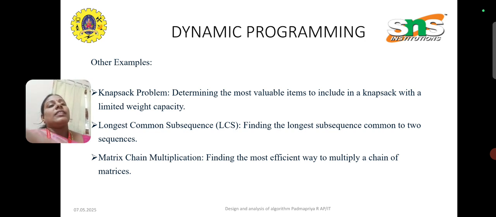And what are other examples of problems solved by dynamic programming? The knapsack problem can use the dynamic programming technique, and longest common subsequence also can use dynamic programming, which can give an efficient solution. Matrix chain multiplication can also use dynamic programming. So these are all examples which can use dynamic programming so that it can give an efficient result.